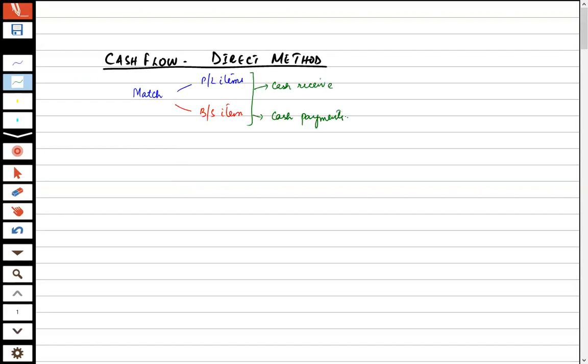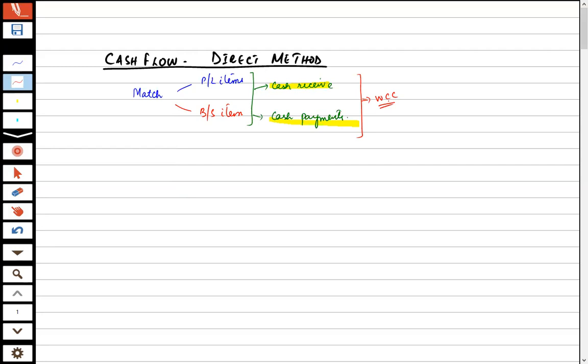The only difference between the direct and indirect method is that of operating activities. Investing and financing activities, and their working, will remain the same. So the operating activities will be divided into two components, that is cash receipts and cash payments. In short, we may say that the working capital changes of the indirect method are split into the cash receipts and cash payments in the direct method.